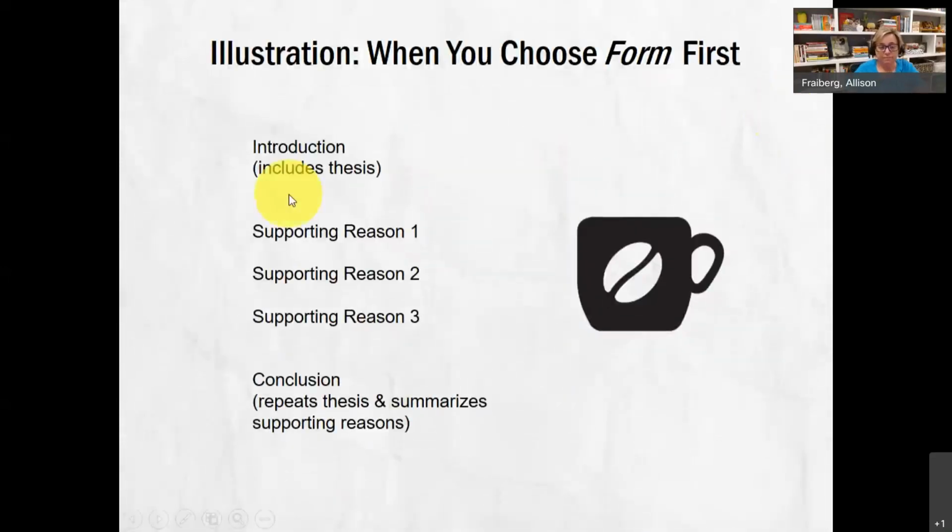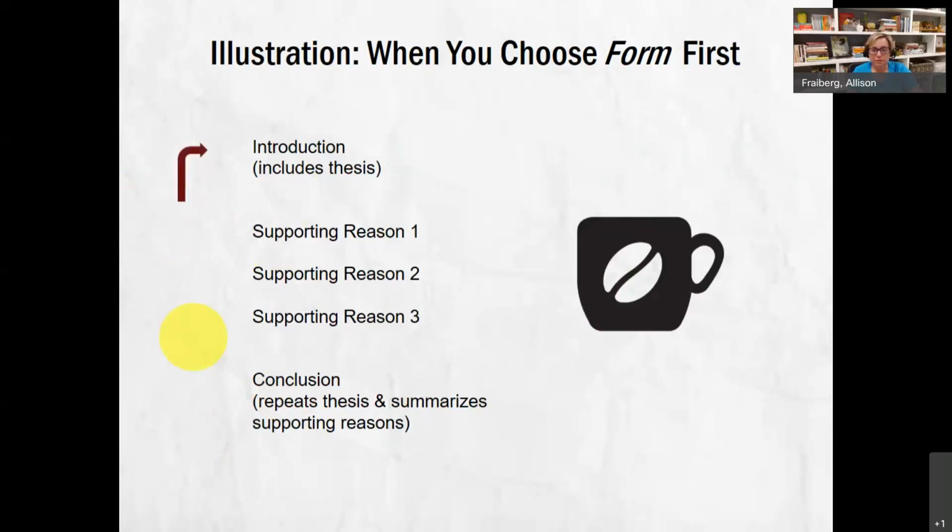Here's an illustration. This is when you choose form first. This is the 5-paragraph essay that everyone was taught and that we rely on even though we don't even realize we're relying on it. This is the one that has an introduction first, supporting reason 1, supporting reason 2, supporting reason 3. The thesis is in the introduction, and then your conclusion repeats the thesis and summarizes the supporting reasons. As you can tell from my tone, I'm not happy with this format, but let's see why.